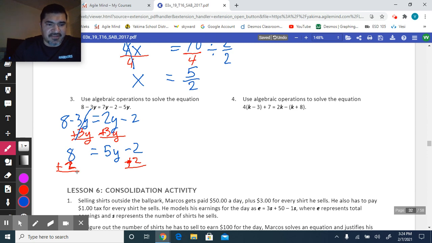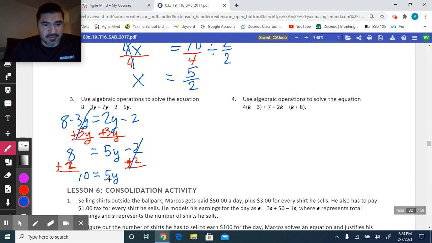So on this side, I have 8 plus 2, that's 10. Bring down my equal sign. Bring down the 5y. And -2 and plus 2, that's 0. We don't need to write plus 0. 0 is the same thing as nothing, so I'm going to use nothing.